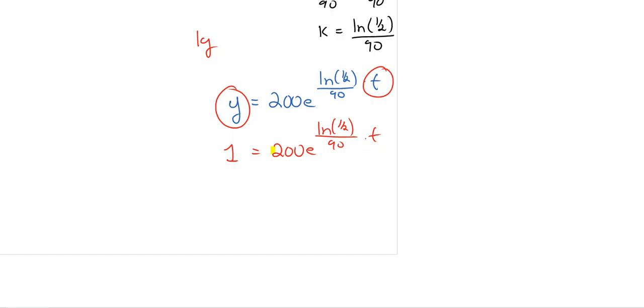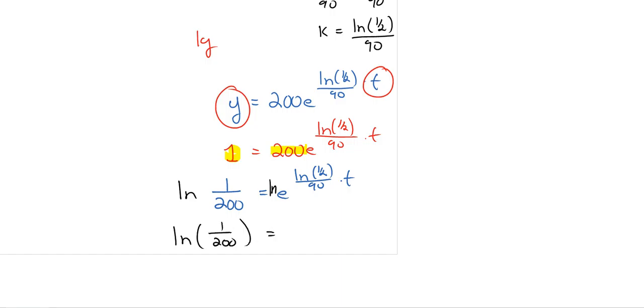Okay, so in order to do this, you divide both sides of the equation by 200, so this will be 1 over 200 equals e to the ln of 1/2 over 90 times t. Okay, and then I can ln both sides of the equation here. If I do that, I get ln of 1 over 200 equals, now I'm left with, well, this ln and that e, they will just go away. And now I'm left with ln of 1/2 over 90 times t.